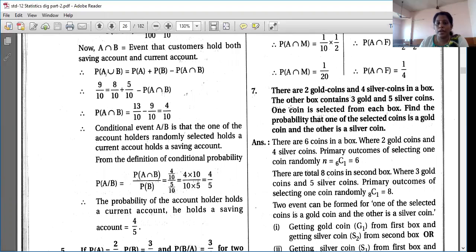There are 2 gold coins and 4 silver coins in a box. The other box contains 3 gold coins and 5 silver coins. One coin is selected from each box. Find the probability that one of the selected coins is a gold coin and the other is a silver coin. Okay, so here we have 2 boxes. In one box we have 2 gold coins and 4 silver coins, and in the second box 3 gold coins and 5 silver coins. And you have to select one coin from each box.